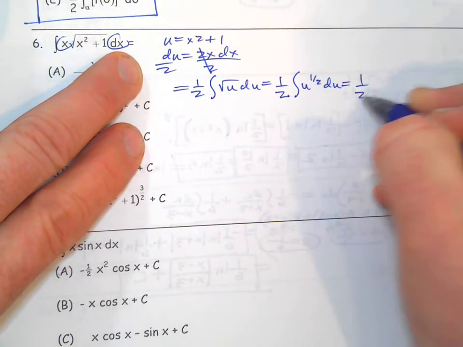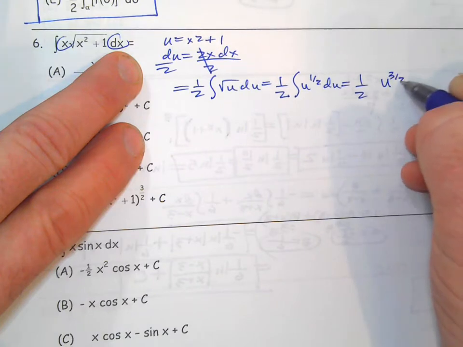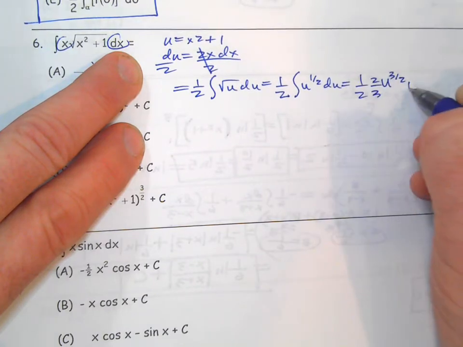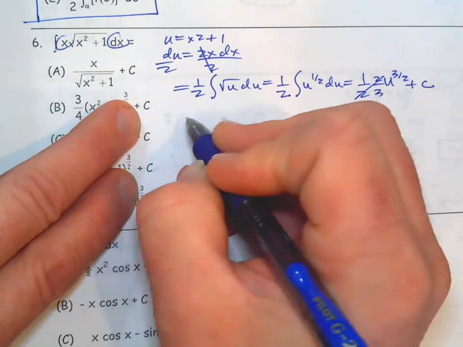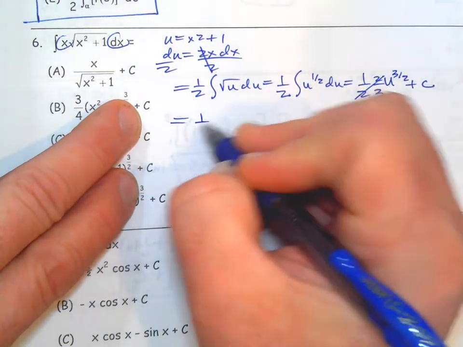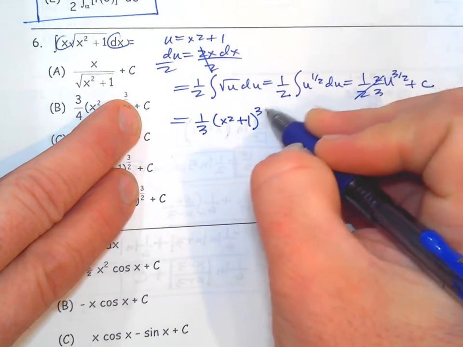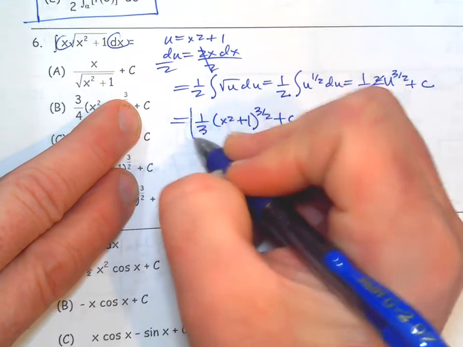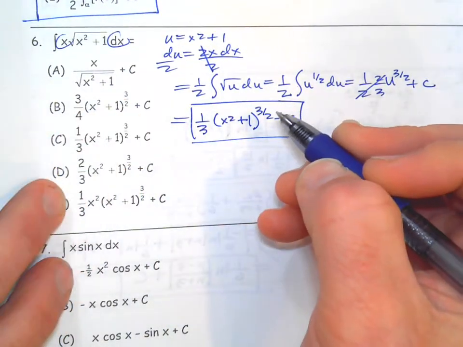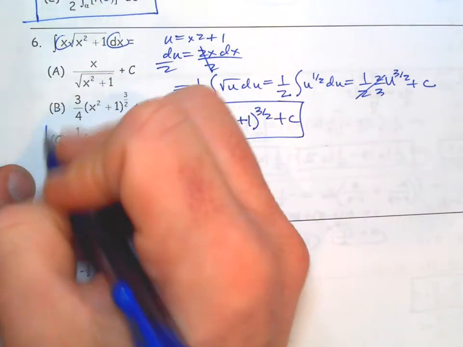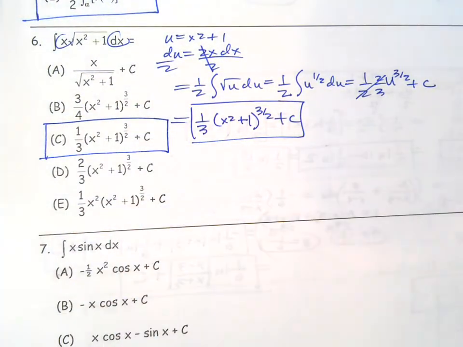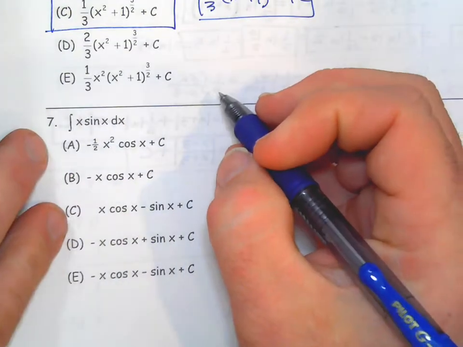This is going to be u to the 3/2 divided by the new exponent, multiplied by the reciprocal. I'm going to change it back to its original variables. So let's see, is this on there? 1/3 (x squared plus 1) to the 3/2 plus c. Perfect.